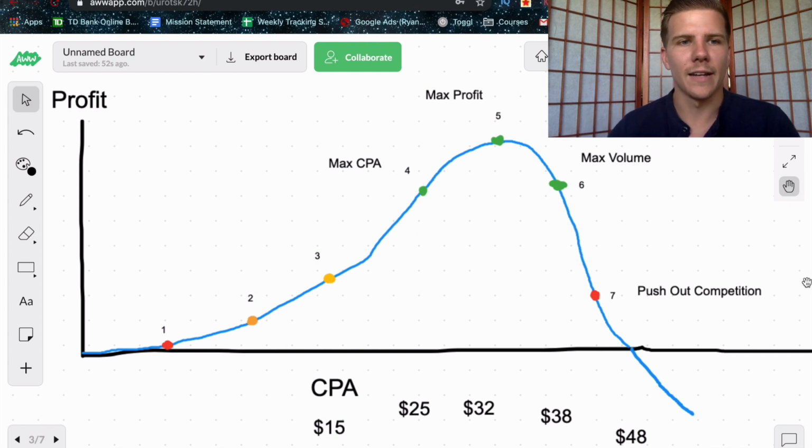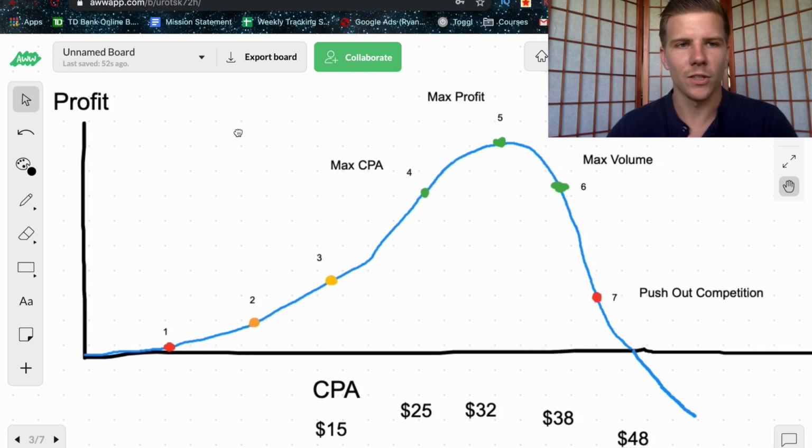And what I found is that clients seem to fall into different buckets of needs. Now, before jumping into that, let's just talk about this graph real quick. This graph is profit versus CPA, so cost per action, cost per lead. Profit is simply revenue minus the expense, and that's what that axis is right there.